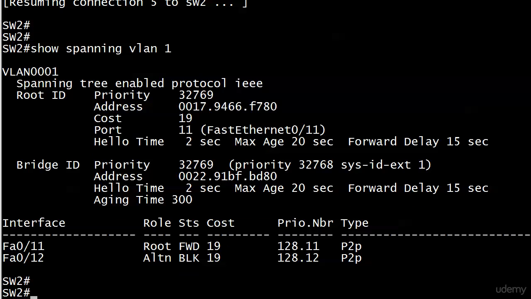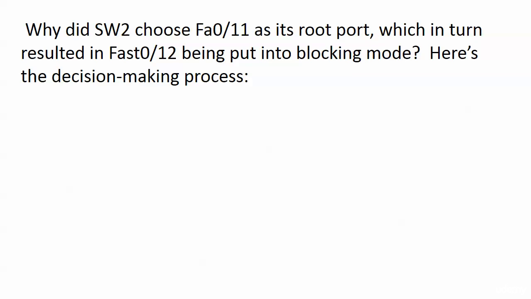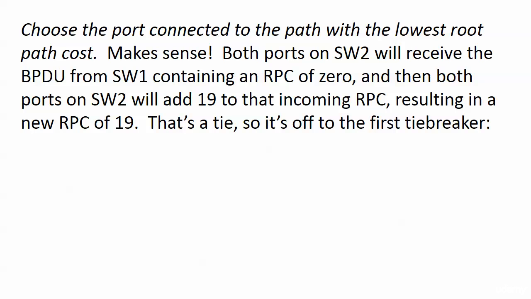There is an orderly decision-making process, and usually it stops pretty early because there are a couple of tiebreakers. But the very first criteria that's used is to choose the port that's connected to the path with the lowest root path cost. Makes perfect sense, right? And if we had multiple switches here going off perhaps in different physical directions, this would be the only criteria we even need. But the thing is, here, both ports on switch 2 are going to receive a BPDU from switch 1, because remember, just because a port is in STP blocking mode doesn't mean it can't receive BPDUs. It still can. So both of those ports on switch 2 right now are getting a BPDU from switch 1, and it's got an RPC of 0 in it.